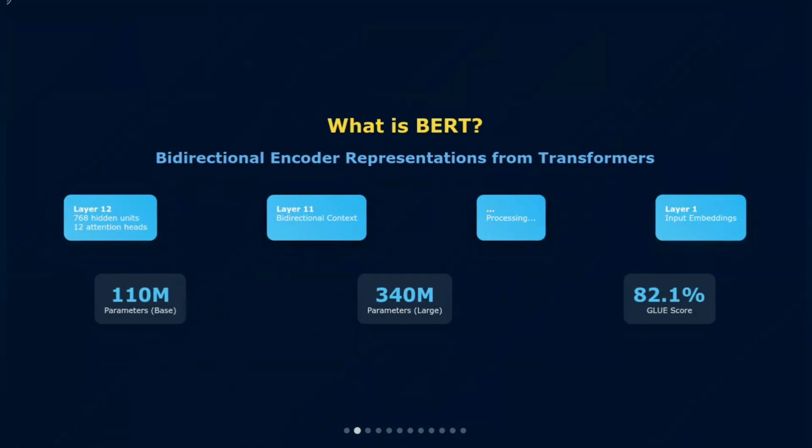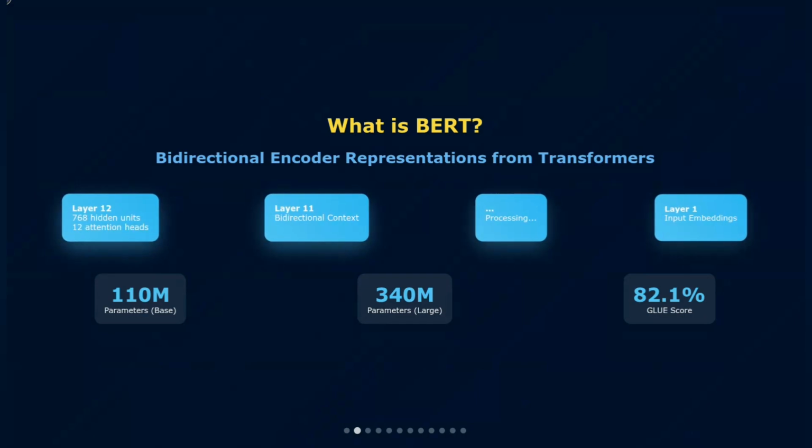BERT stands for Bidirectional Encoder Representations from Transformers. And it's not just another language model. It's a paradigm shift that changed everything we thought we knew about NLP. Let me break down what makes BERT revolutionary.